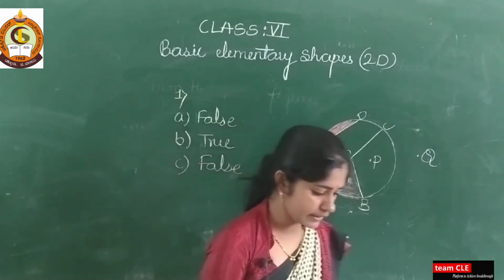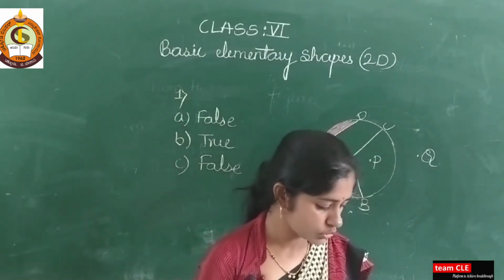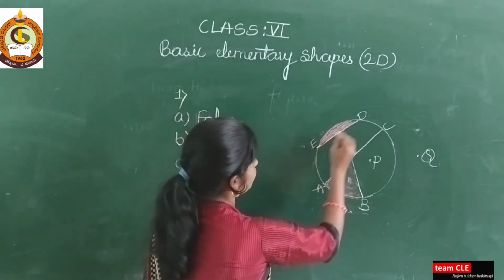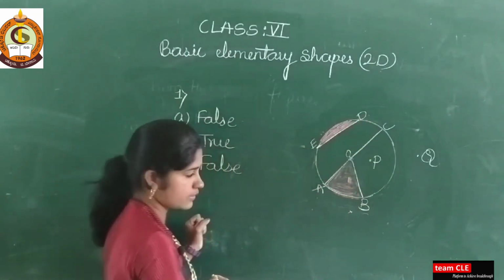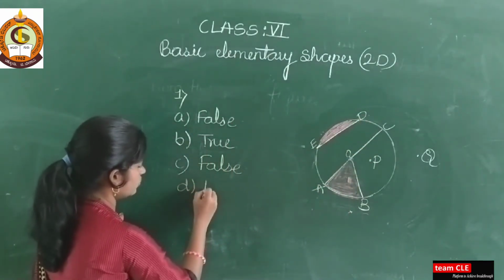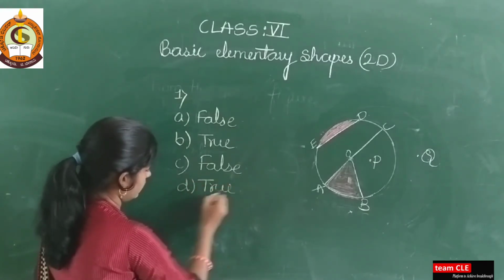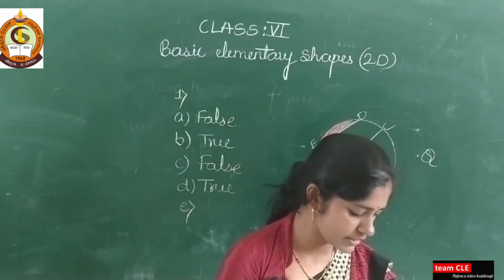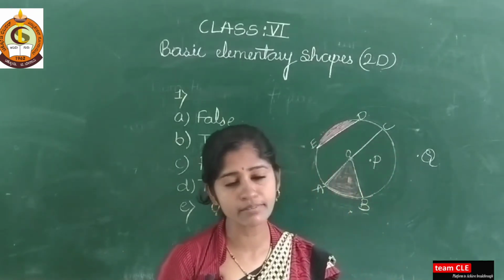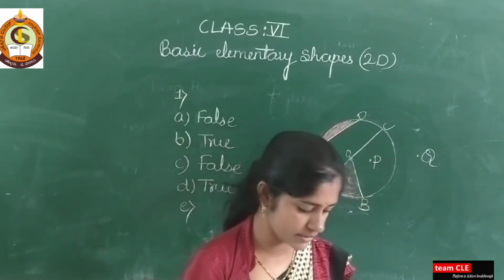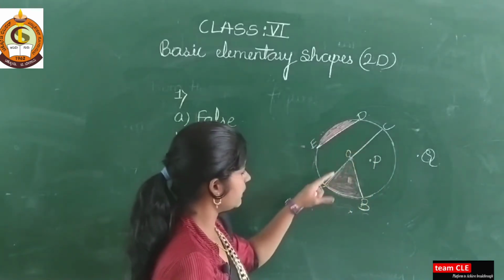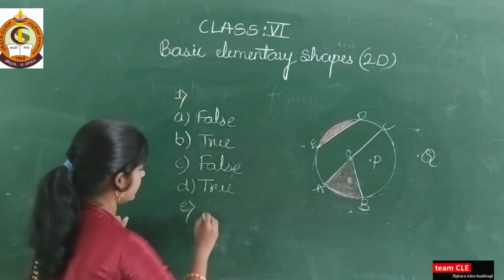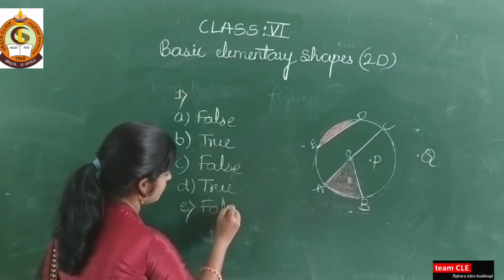Next, D. A chord connects 2 points on the circumference. Then that is true. Next, E. The diameter divides the circle into 2 unequal segments. That is false, because the diameter divides the circle into 2 equal parts. Therefore, E is false.